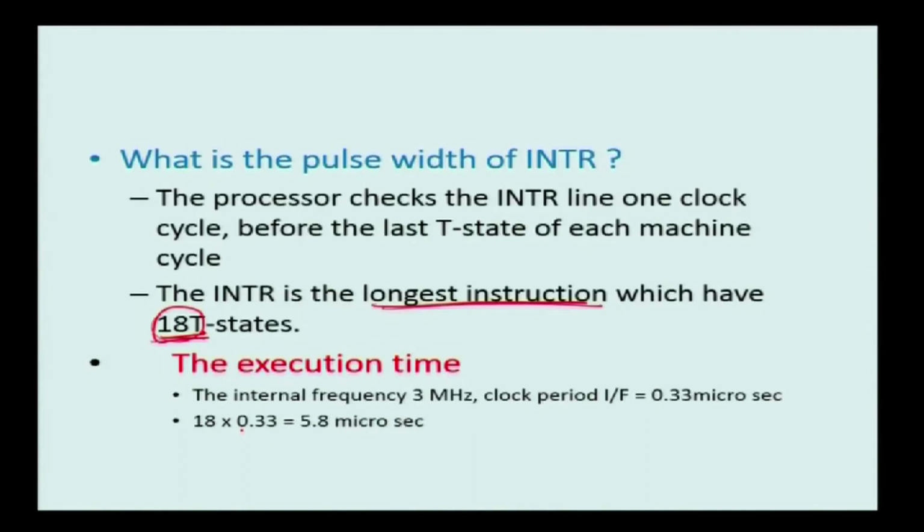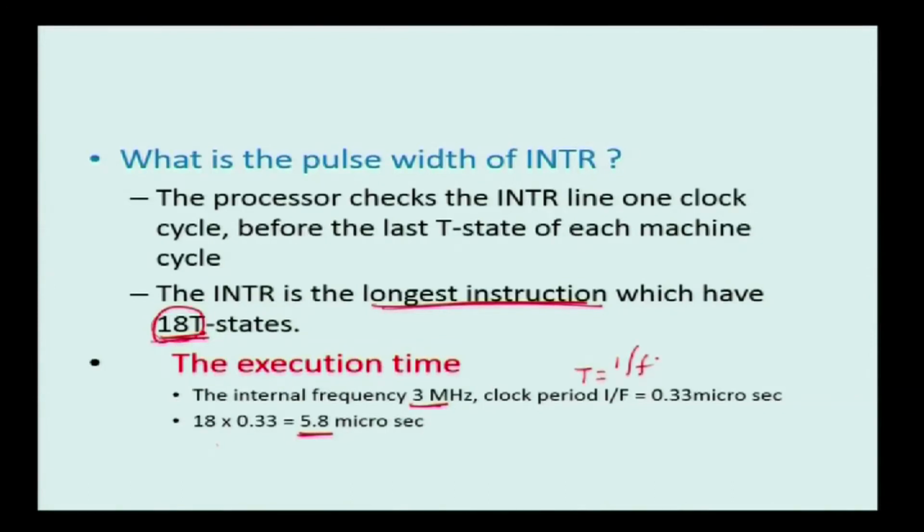Once the INTR is active, how much time is required to complete this work is 5.8 microseconds. That is, 18 T states multiplied by the internal clock period, which is 0.33 microseconds, calculated from the operating frequency of the 8085 microprocessor. The operating frequency is 3 megahertz. So, the clock period T is 1 by f.